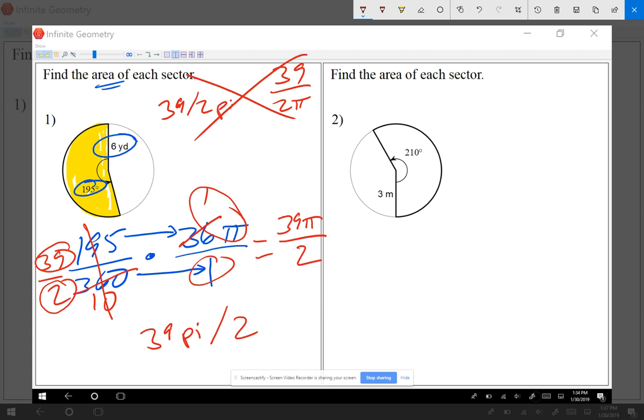Wait, how did you get 36? Radius squared, 6 squared. Oh, okay. And then that's how you get the pi? Yeah. Because remember, the area of the circle is radius squared pi.